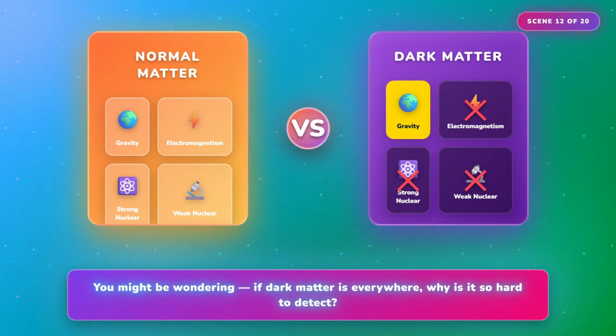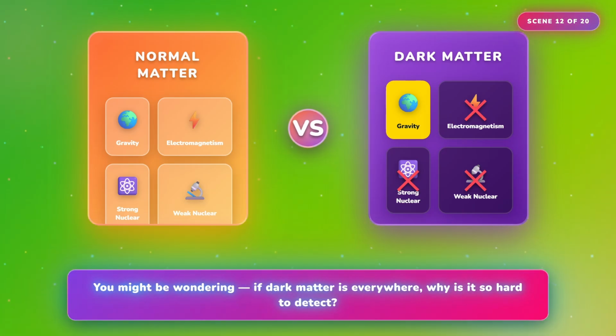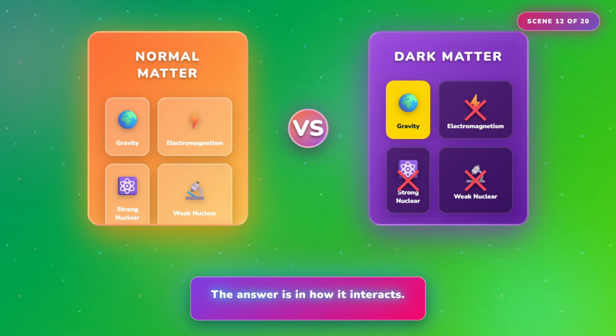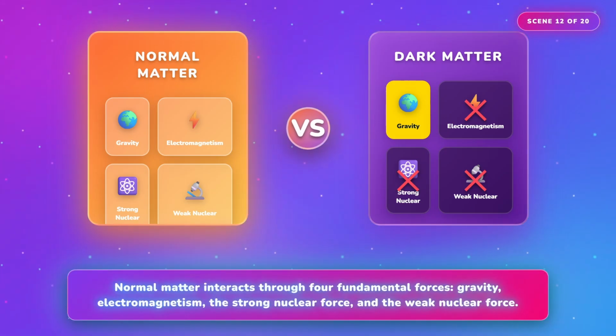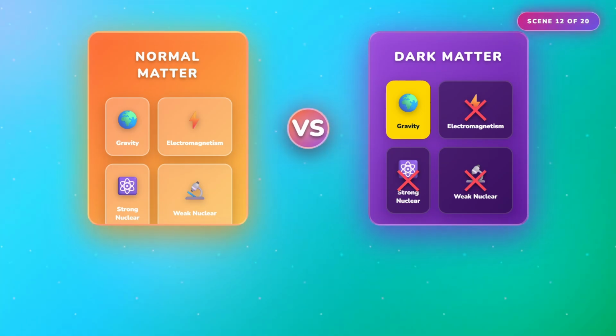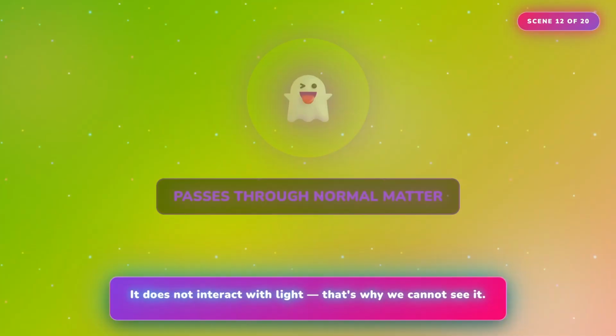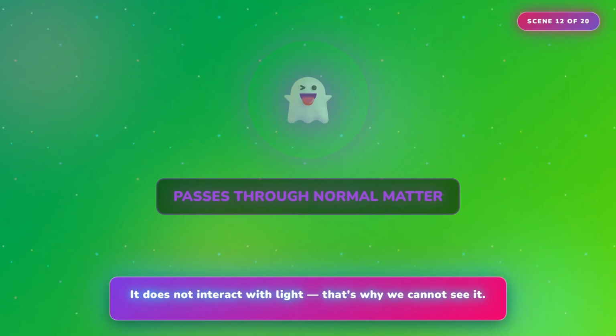You might be wondering, if dark matter is everywhere, why is it so hard to detect? The answer is in how it interacts. Normal matter interacts through four fundamental forces: gravity, electromagnetism, the strong nuclear force, and the weak nuclear force. Dark matter, on the other hand, only interacts through gravity. It does not interact with light, that's why we cannot see it.